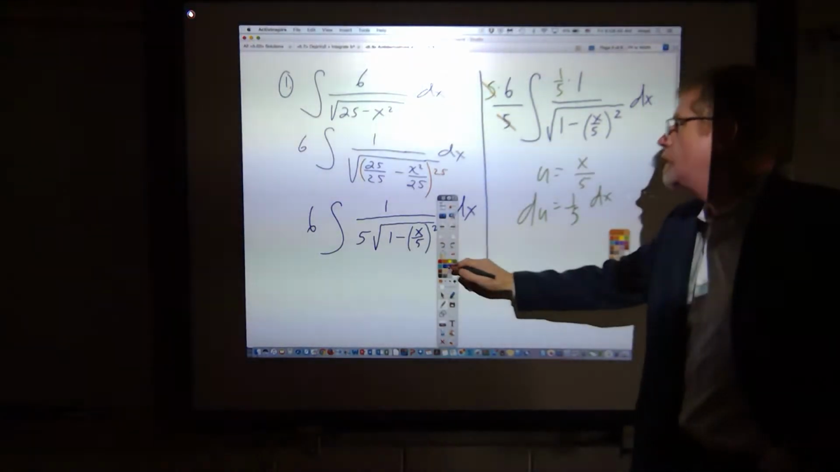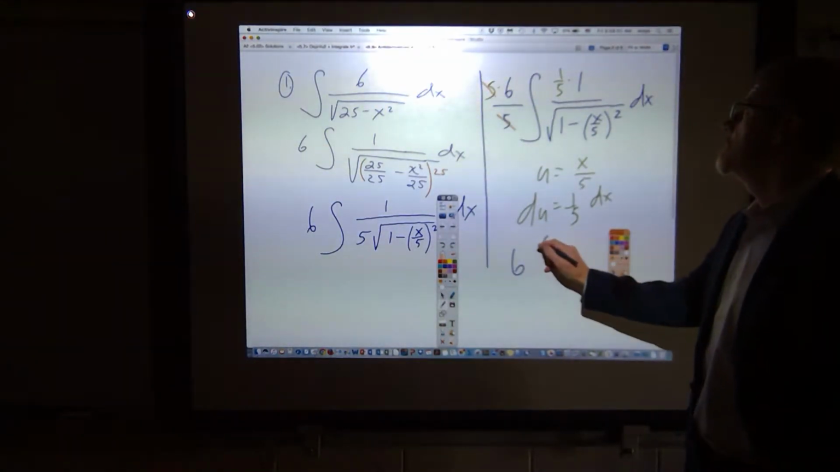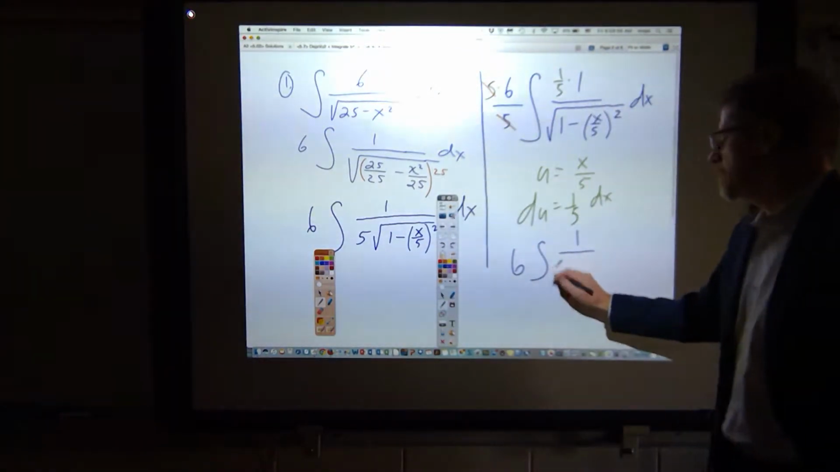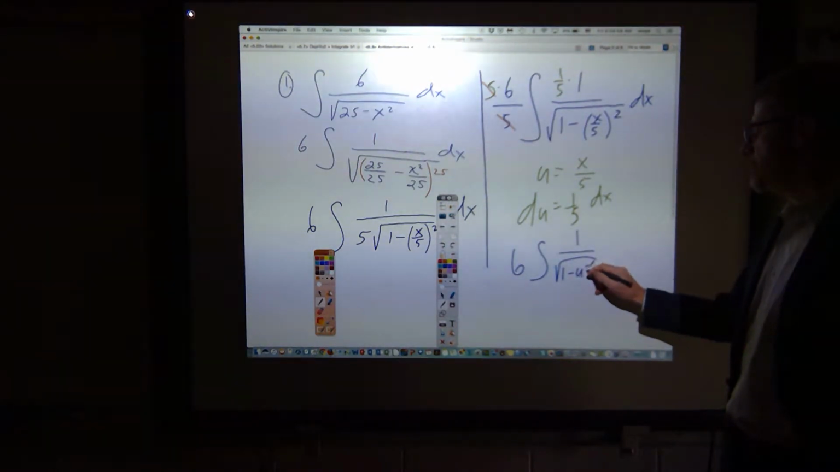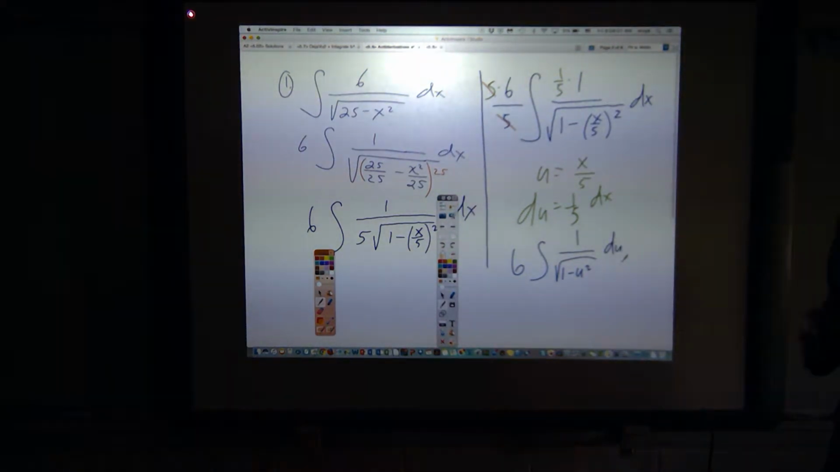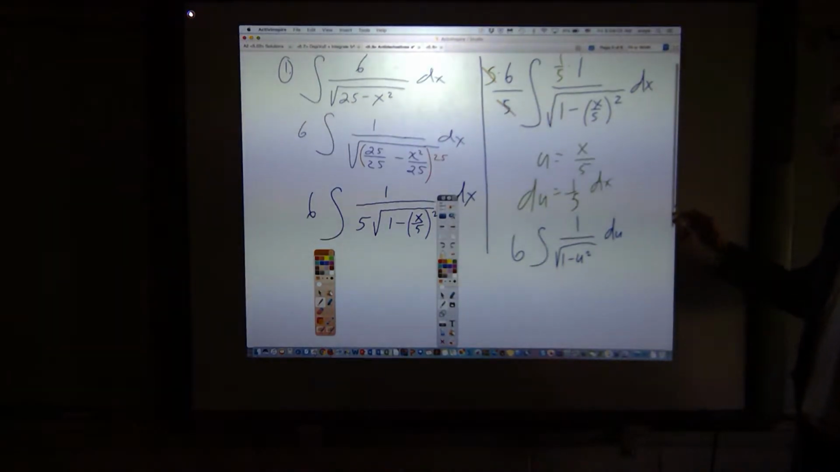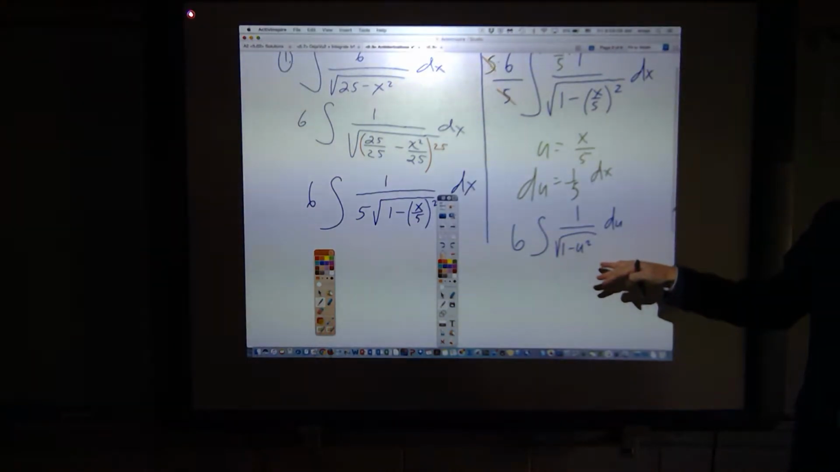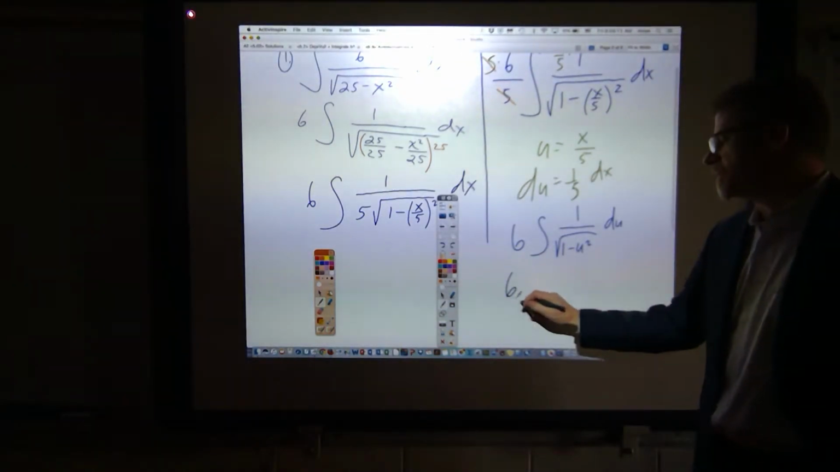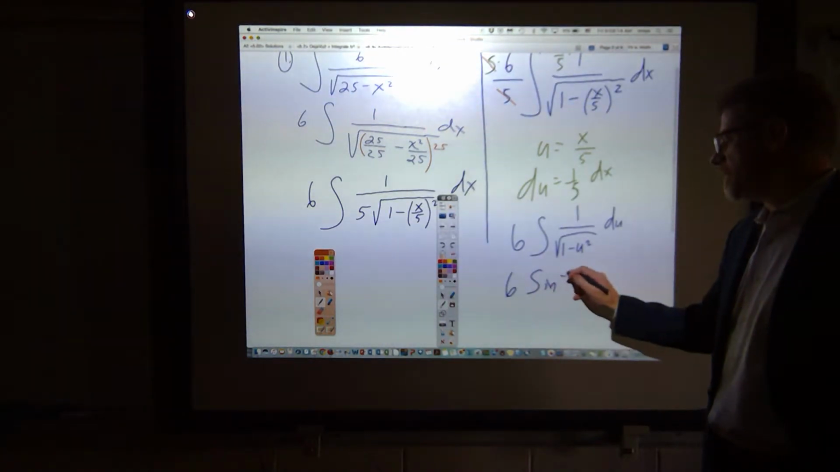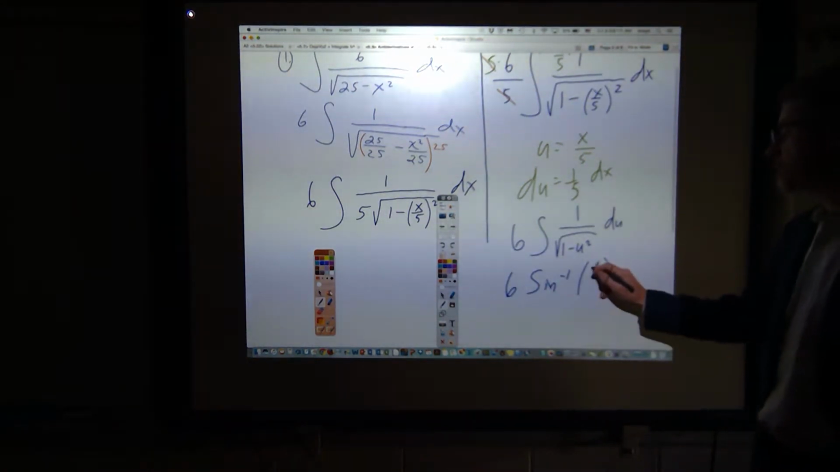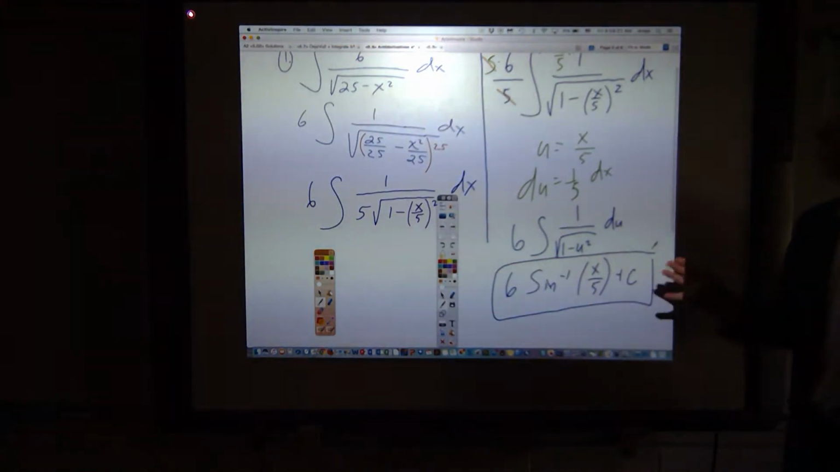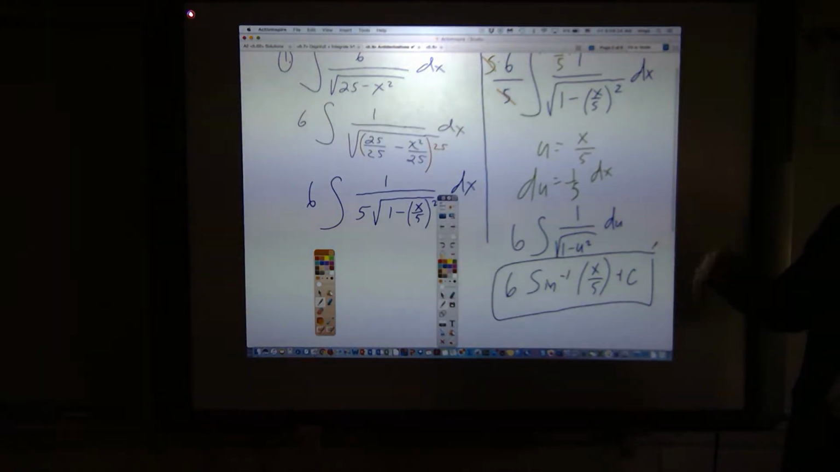interestingly, 6 times the antiderivative of 1 over the square root of 1 minus u squared du. So now it's clear that I can use sine inverse as the antiderivative function. So my answer is going to be 6 times the sine inverse of u, which, by the way, u is x over 5, plus a constant of integration. So that whole process can be shrunken down to no work whatsoever.